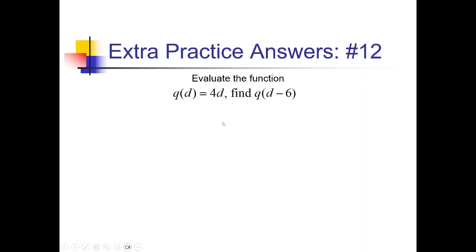For our last problem, we have 4d, and we're plugging d minus 6 in for d in that expression. So this is going to be 4 parentheses d minus 6. Distributing that 4, I end up with 4d minus 24.